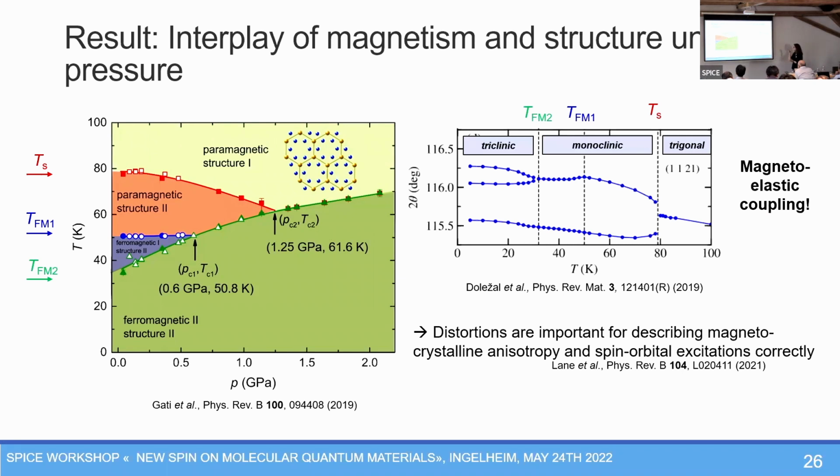So as a result of our work, just I think two months later or so, the crystal structure was refined at ambient pressure as we cool down the temperature. And indeed, in this paper they were able to confirm our hypothesis that there is another structural change from monoclinic to triclinic in this compound. Subsequent work pointed out that these distortions are really important for describing the magnetocrystalline anisotropy, as well as spin orbital excitations correctly. So basically, the entire magnetic properties of this compound can only be described accurately if we take this coupling to structural degrees of freedom into account.